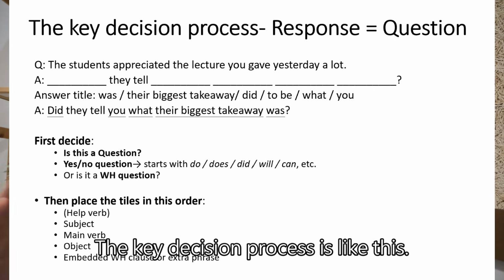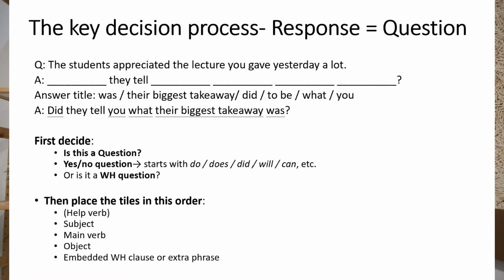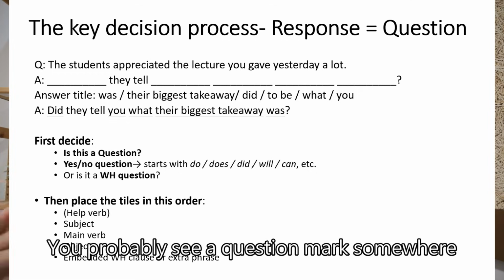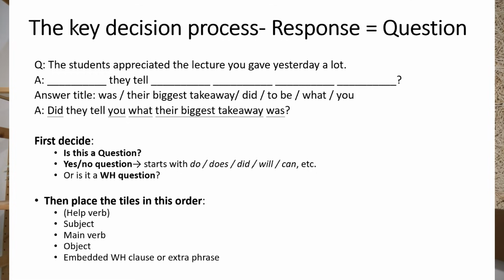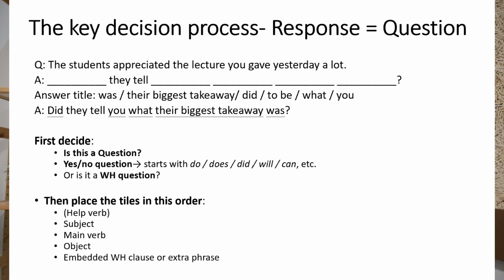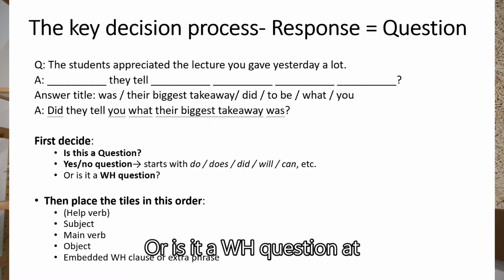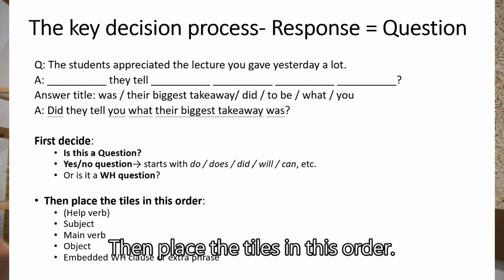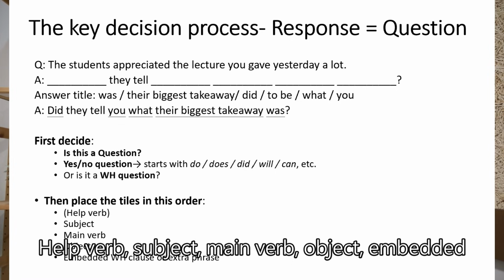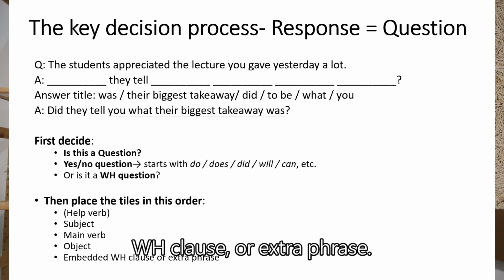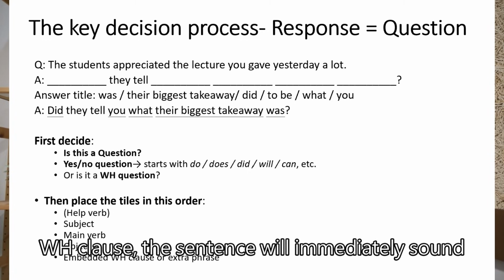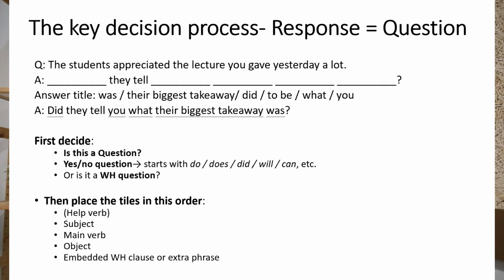The key decision process is like this, okay? You first decide, is this a yes-no question? You probably see a question mark somewhere as well. It starts with do, does, did, will, can, etc. Or is it a WH question at the beginning? Then place the tiles in this order. Help verb, subject, main verb, object, embedded WH clause, or extra phrase. If you try to invert the embedded WH clause, the sentence will immediately sound wrong.